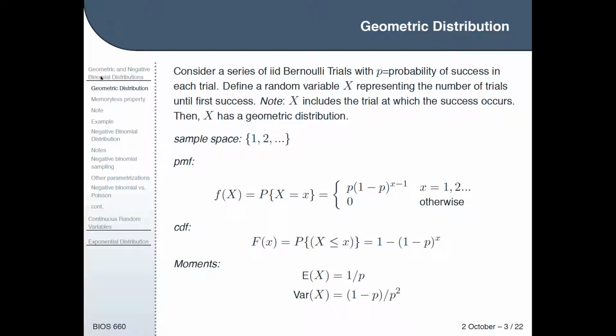And if you want to do some math that I won't bore you with, you can calculate the expected value and variance of this distribution. Expected value is 1 over p, the variance is (1 minus p) over p squared.